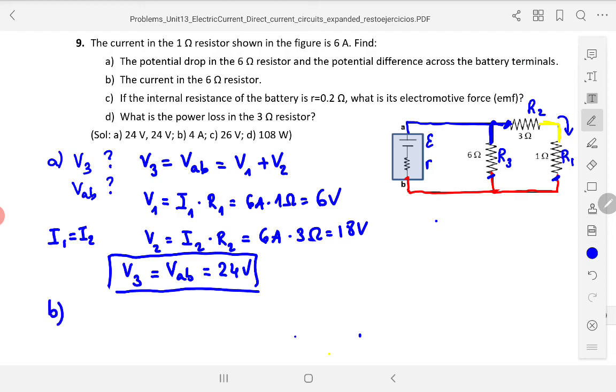In B, they're asking what is I3, which is the electric current across the third resistor. And this is easy, also applying Ohm's law, because this is going to be equal to the potential drop across this resistor, which we already know, divided by the resistance of this resistor. So this is going to be the 24 volts divided by 6 ohms, which gives you 4 amperes.